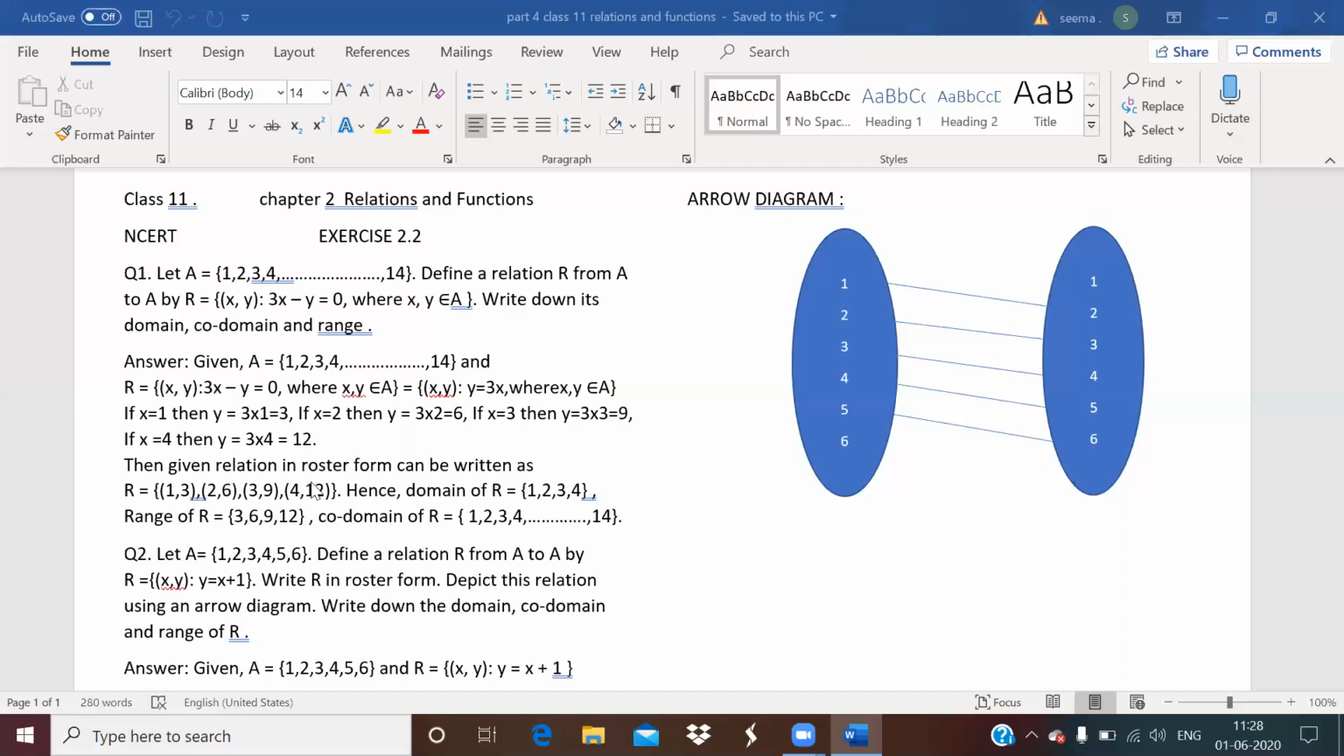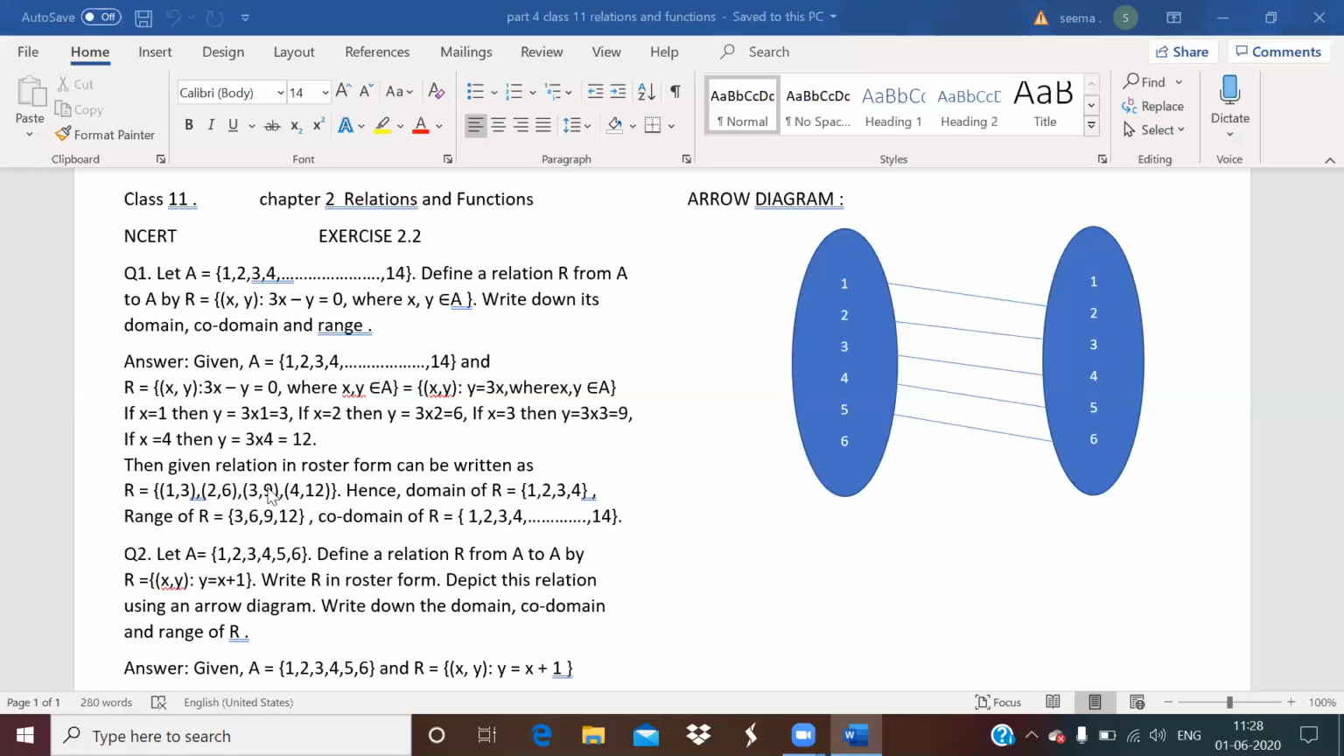Now, the relation in the roster form is: if x is 1, then y is 3, that is (1, 3). And similarly, if x is 2, y is 6, (2, 6). If x is 3, y is 9, then (3, 9). And similarly, if x is 4, y is 12. This is called the roster form of the relation R.